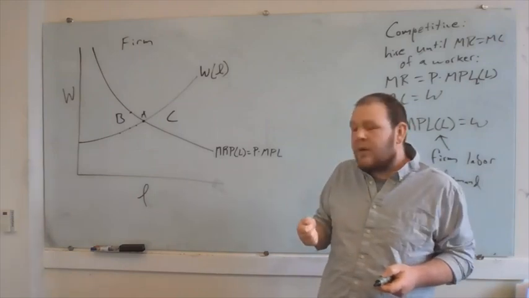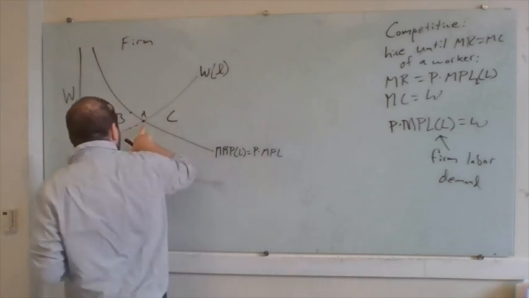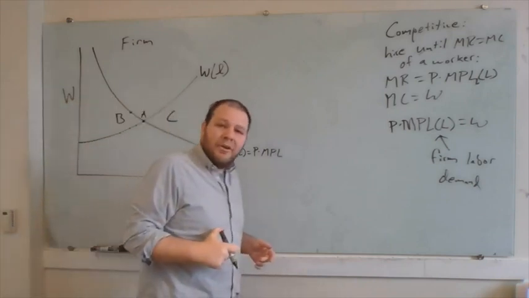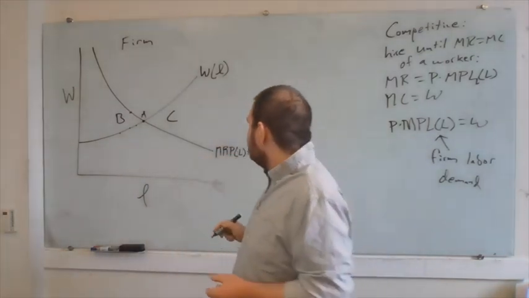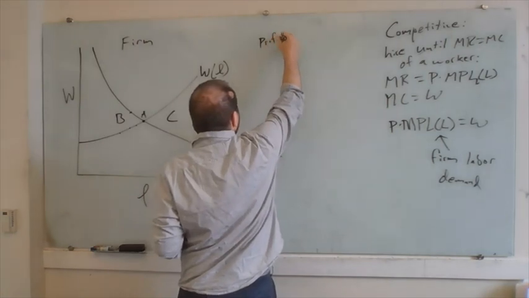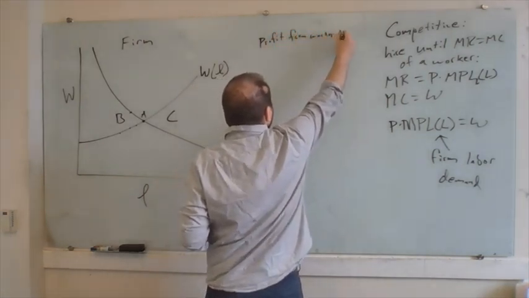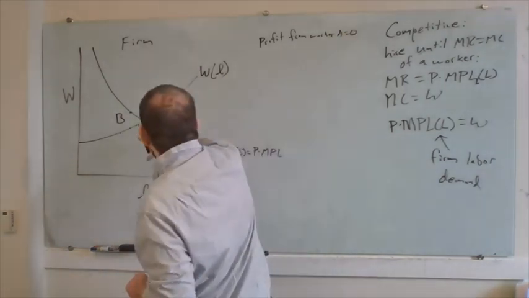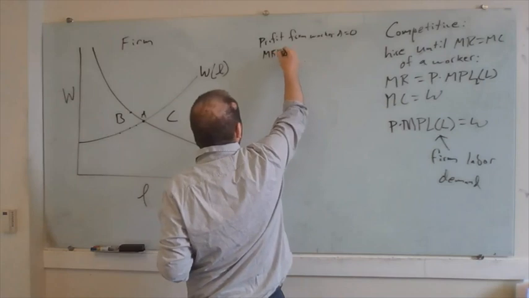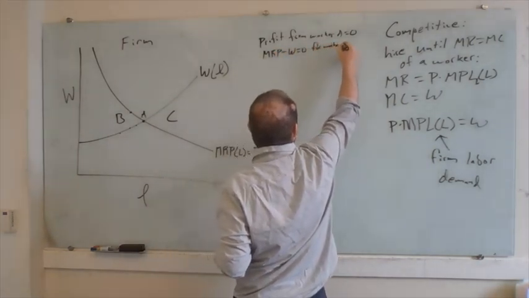The problem with this is that at A, that last worker that I hired produces exactly the same amount in revenue as they cost in wages. So the marginal profit from worker A is 0. Just in terms of their wage, their marginal revenue product minus wage equals 0 for that worker.